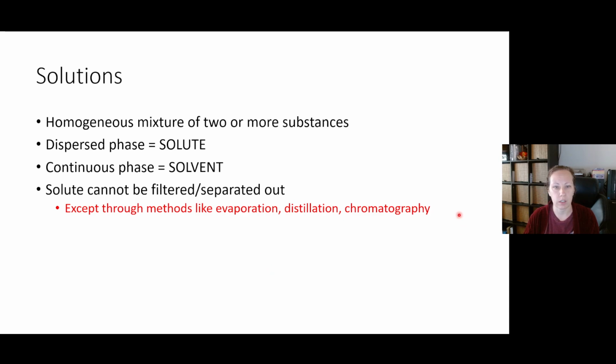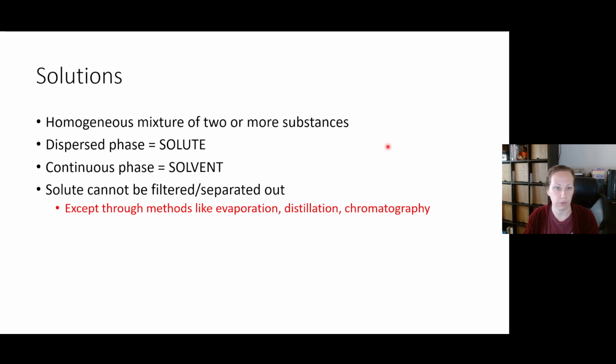And so here's my little caveat on the book, except through methods like evaporation, distillation, and chromatography. So in evaporation and distillation, we're talking about phase changes. And so that's one of the only ways that we can filter out the solute away from the solvent in solutions, by taking advantage of the properties of the chemicals where one will have a phase change at a certain temperature and the other will not. So for example, if we have a solution of salt water, if we boil that salt water, eventually all of the water will evaporate out and the salt will still be left. And that is a way to separate out the salt. Now, if we just try to strain that salt water through filter paper, the salt's just going to go right through the filter paper along with the water. Okay.